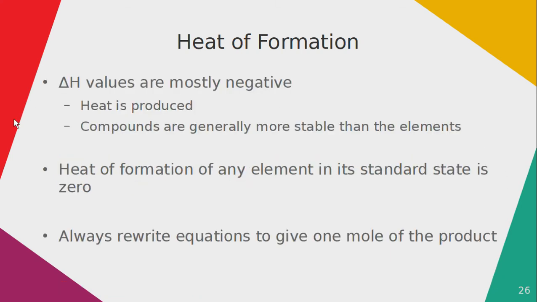So just a couple of notes to point out on this. Delta H values, so heat of formation values here are mostly negative. So again, that means it's exothermic, heat is being produced. The reason for this is that compounds are generally more stable than the elements that form them. The heat of formation of any element in its standard state is 0.